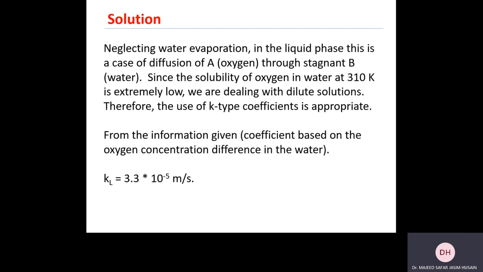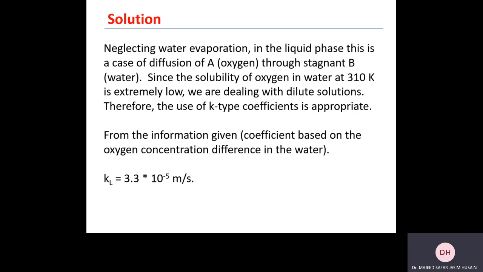So, solution. First of all, we'll neglect the water evaporation. There is no evaporation of the water. In the liquid phase, this is the case of diffusion of A through stagnant B. So we have only one of the molecules moving, the other one is stagnant. You have to make it very clear that this is the case. Second, you have to define what is A and what is B. So A is oxygen, the one which is moving, and B is the water, which is stagnant.